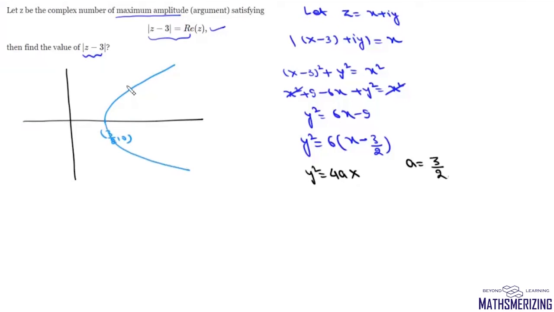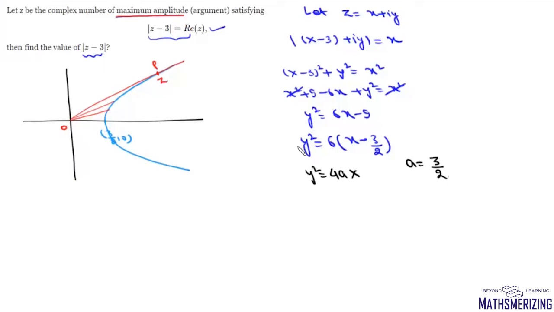Now on this parabola, we need a point Z having maximum amplitude. We know that amplitude is nothing but the angle that a point makes with the positive real axis. So if we look at these points, we know that this angle is increasing. Then we'll have one point where this argument will be maximum. This argument will be maximum at a point P, at which the tangent drawn will pass through the origin. So we'll need to find the coordinates of this point P.